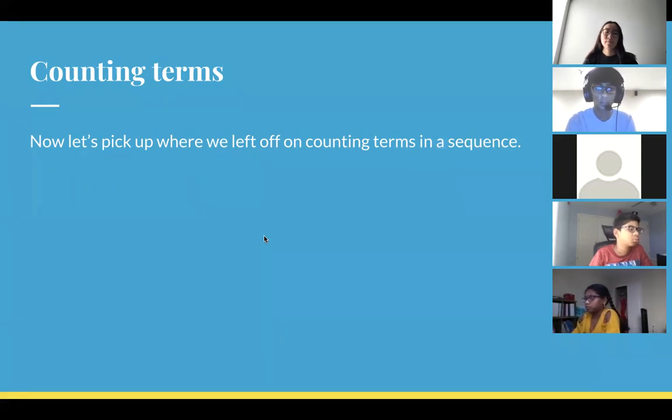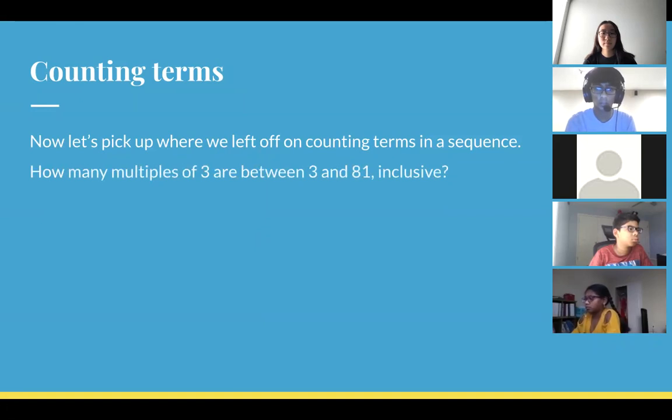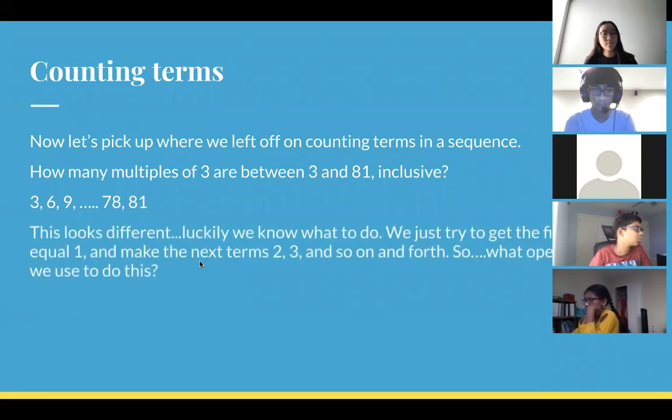All right. So now let's pick up where we left off on counting terms in a sequence. So we're going to do a little more complex examples now. How many multiples of 3 are between 3 and 81 inclusive? So think about what operation you could use on all the terms so that you can make this question easier, or turn it into a 1, 2, 3, 4 kind of thing.